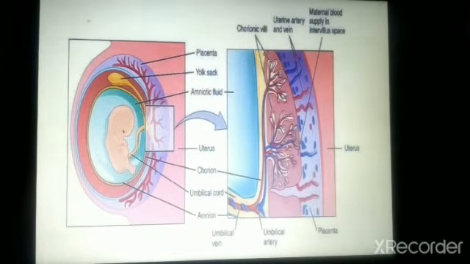Student, the placenta is connected to the embryo through the umbilical cord. Here you see the umbilical cord. The placenta is joined or connected to the embryo with the help of the umbilical cord. This umbilical cord helps in the transport of substances to and from the embryo.